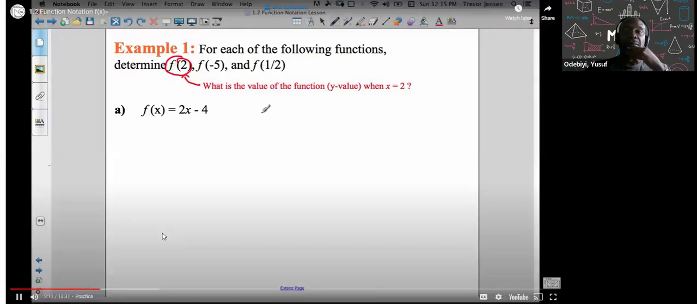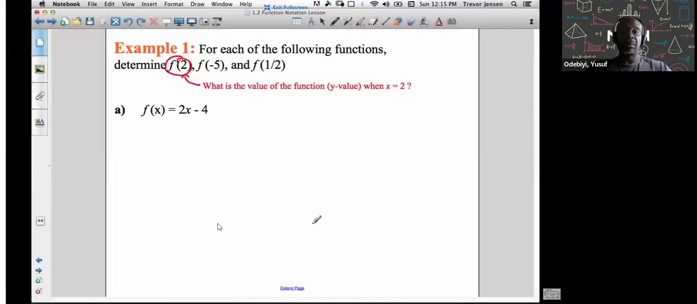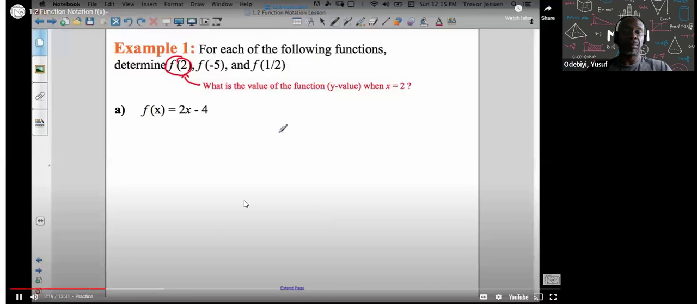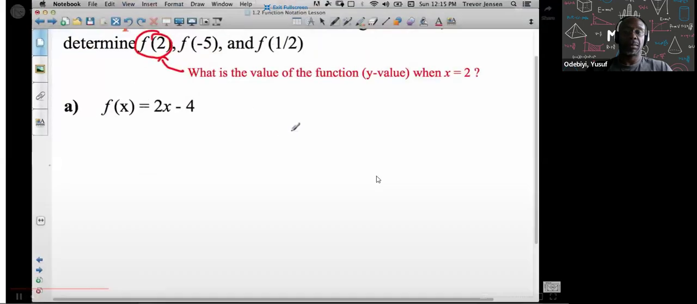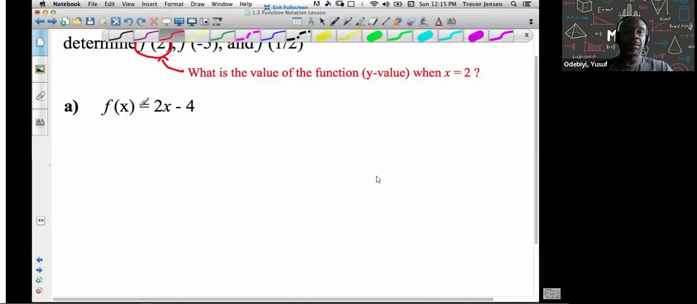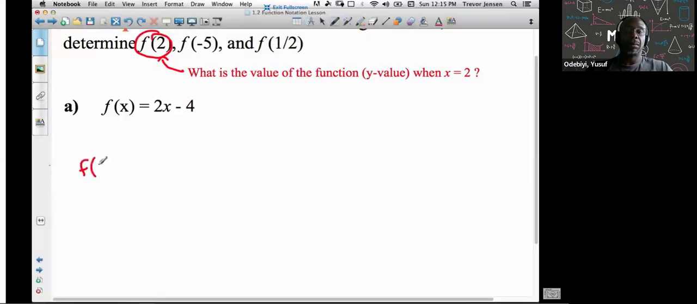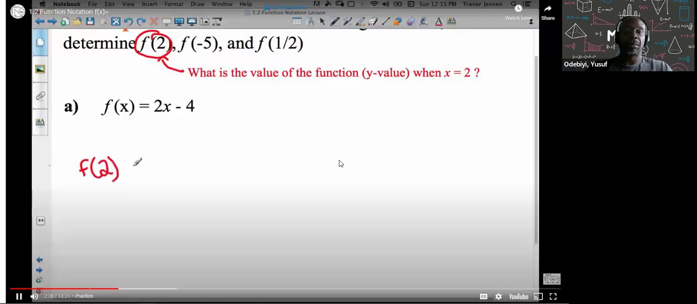That means, what is the value of the function, what is the y value when x is 2? That's what that means. So let's go ahead and calculate. Let's do it for f at 2 first. Let's find the value of the function when x is 2. That's what this means. I'll do it in red so that we can keep the symmetry here. F at 2, that means what is the value of the function when x is 2?